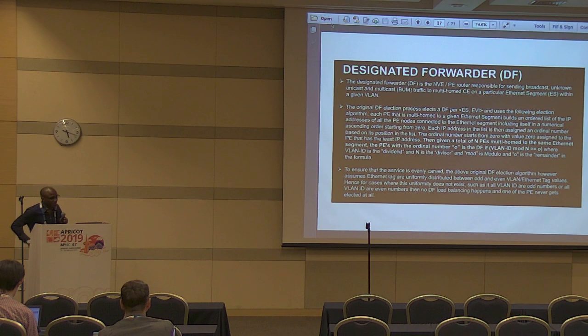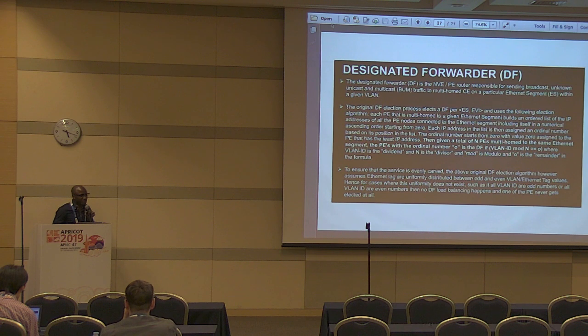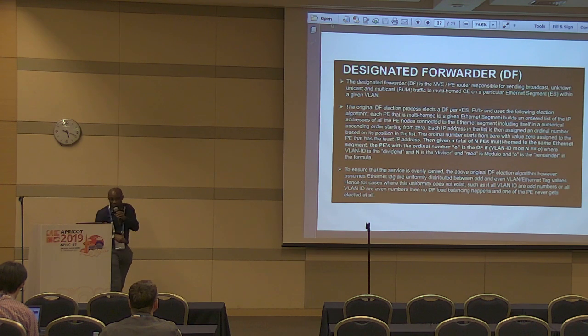The designated forwarder, again, as I've mentioned, is the device on the Ethernet segment that is actually responsible for forwarding BUM traffic on that segment. So the current algorithm is defined as follows, and I'll read it to you. I will try to explain what it means afterwards. The original DF election process elects a DF, a designated forwarder, per Ethernet segment per EVPN instance. And then it uses the following election algorithm.